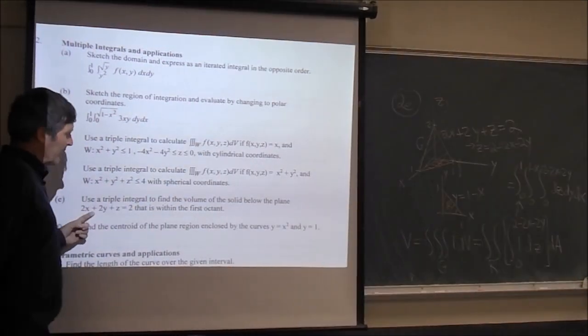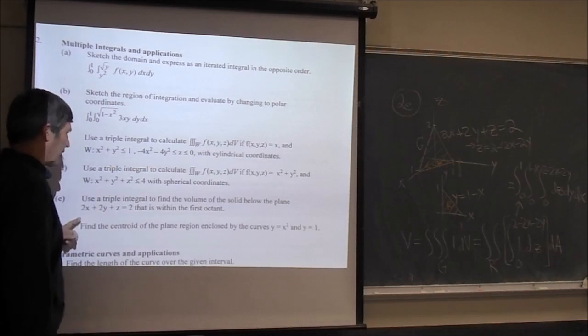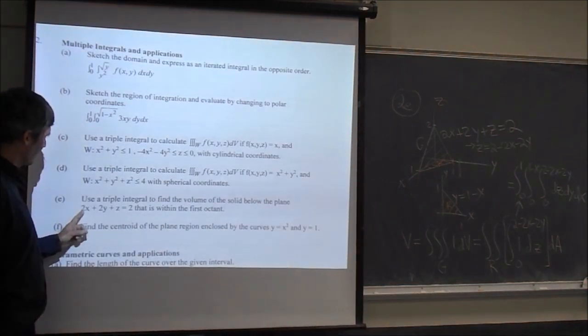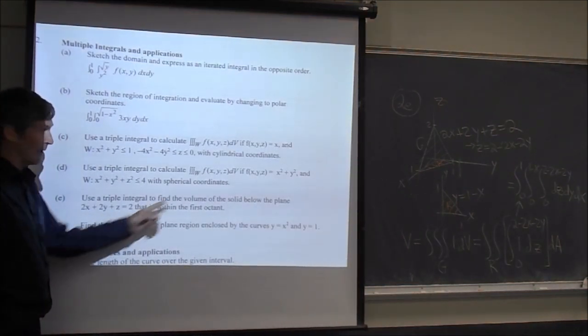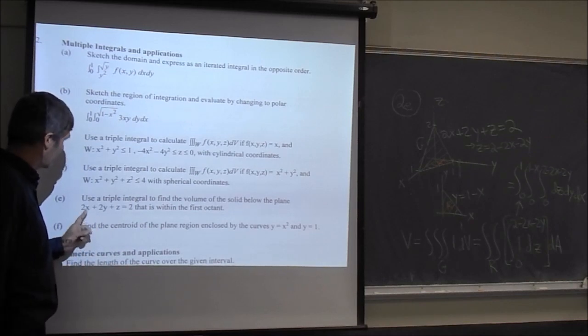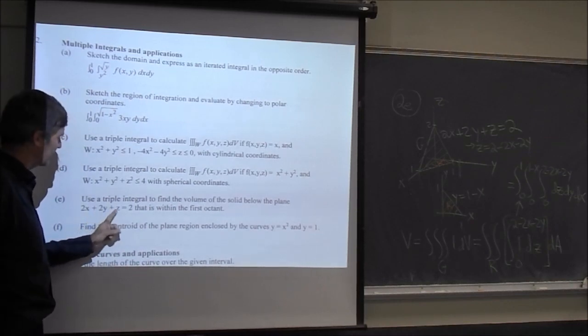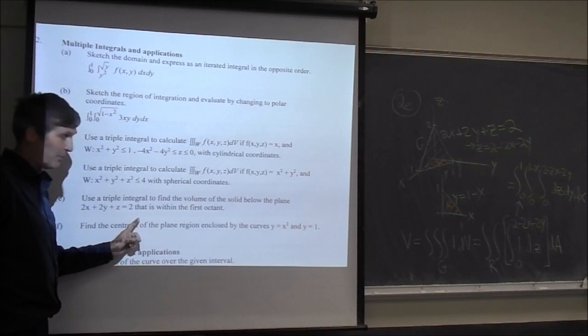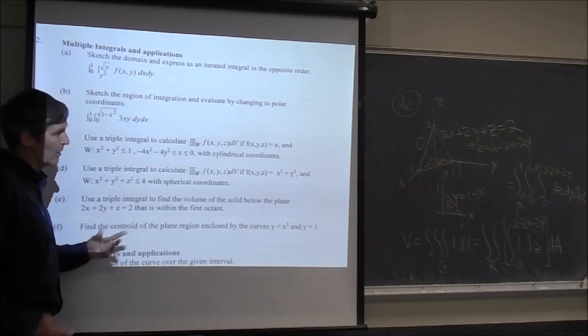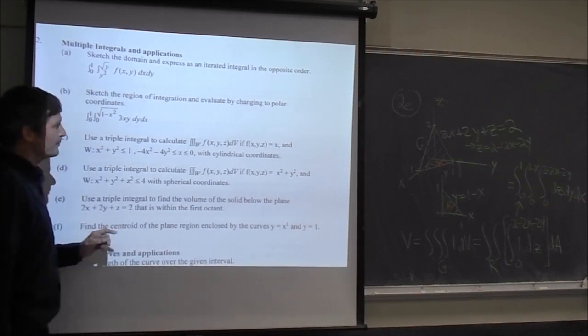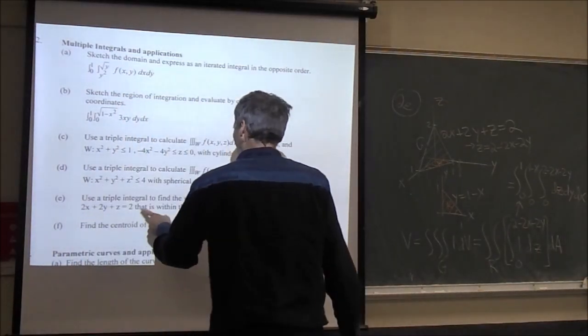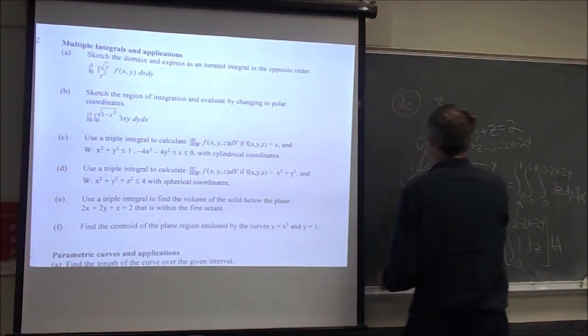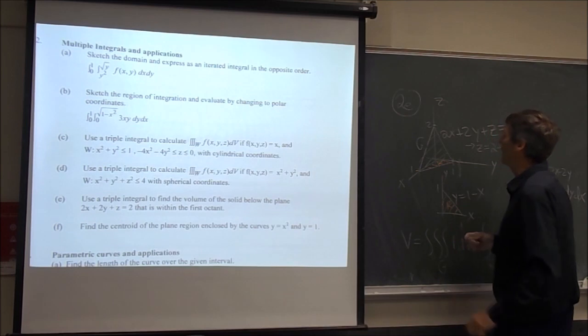Well, we said we could find volumes using triple integrals. Suppose I want the volume below the surface 2x plus 2y plus z equals 2. I told you it's a plane, but I'd like you to recognize that whenever you have ax plus by plus cz equals d, that's always a plane, as long as a, b, and c aren't all 0. So what's the volume below the plane within the first octant? The first octant is where the x, y, and z coordinates are all positive.